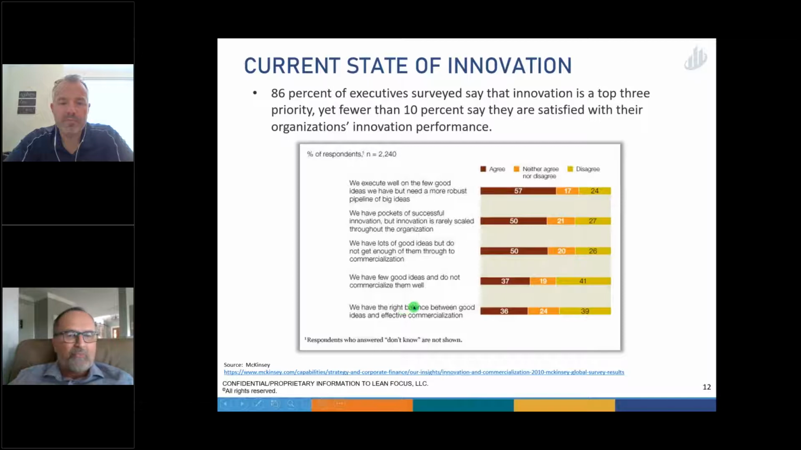We have a few good ideas, we don't commercialize them well, and then we have the right balance, and this is really an interesting one to me. A third of folks felt like they have the right balance between the good ideas and the effective commercialization. So these are all places where, if you think about that value stream, there's opportunity to interrupt the stream of value. Think of the value stream as, from the beginning of that good idea to the end, at every step the value is increasing of what you're doing. You're adding value as you define the project, execute the project, launch the project. Any part of that value stream that gets interrupted affects the total delivery of value from innovation.